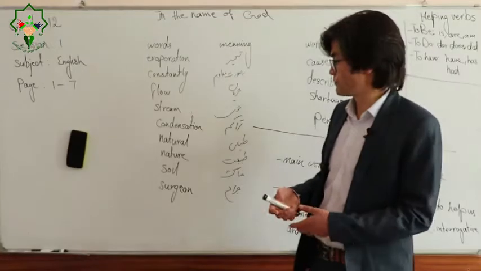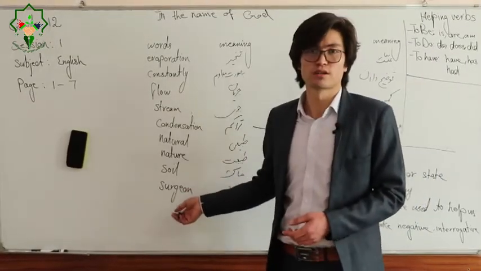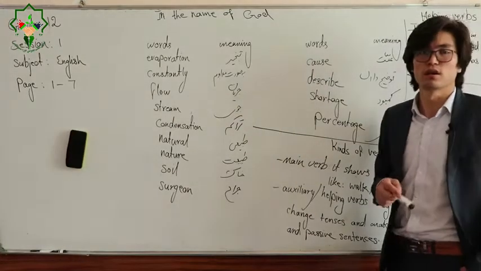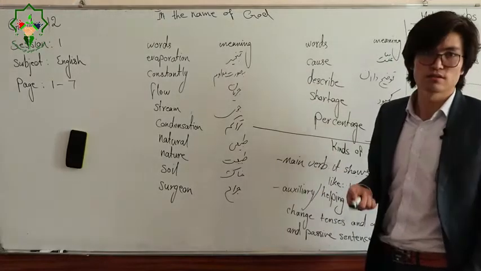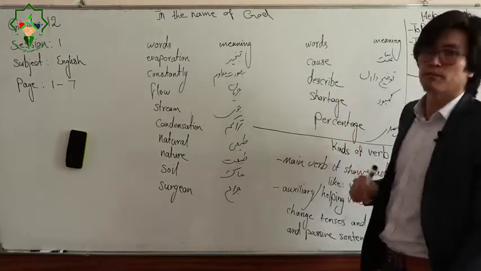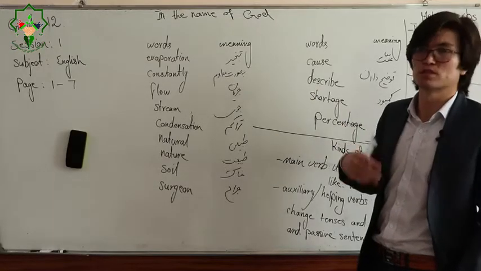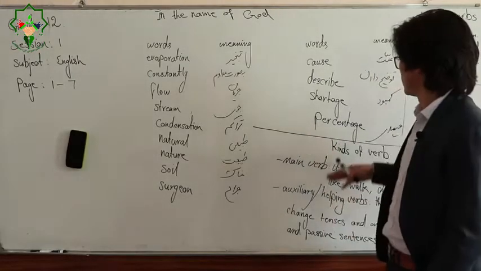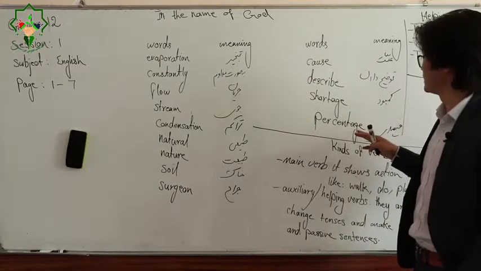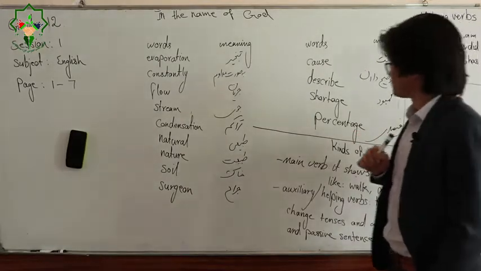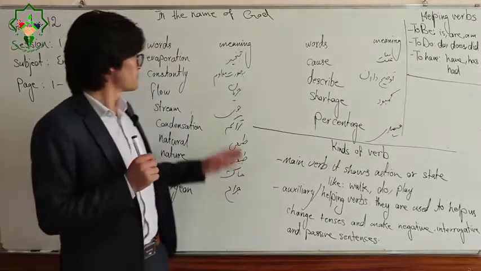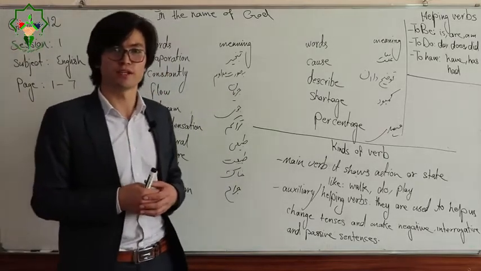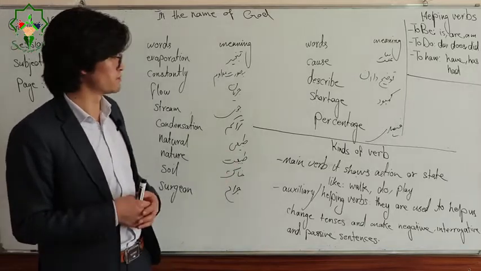Soil, and also surgeon. Here, cause, not cows or something else. Cause, easily cause. Describe. And shortage, and also percentage. Very good. You have to try to learn the pronunciation of each word well, because they may be a little complicated and they affect your speaking.